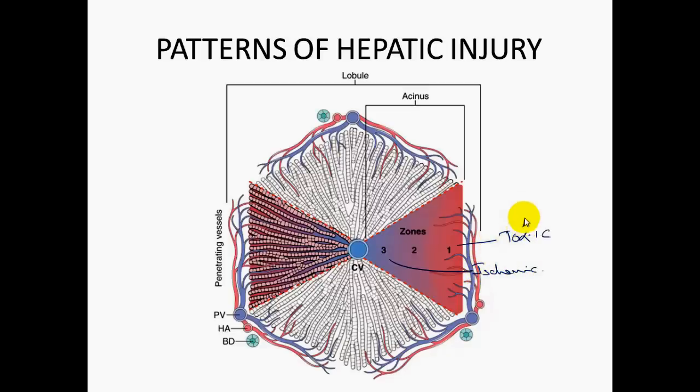and zone 3 is more commonly affected in ischemic injuries. We call it a periportal type of necrosis, and in this case you will have a centrilobular type of necrosis.